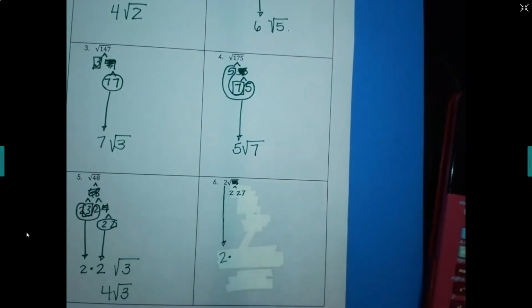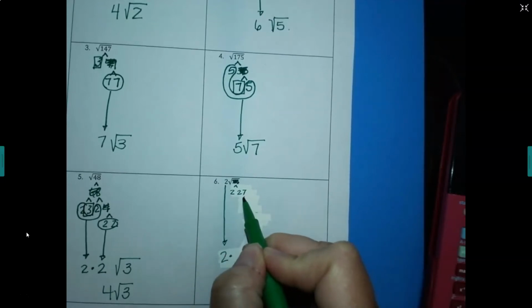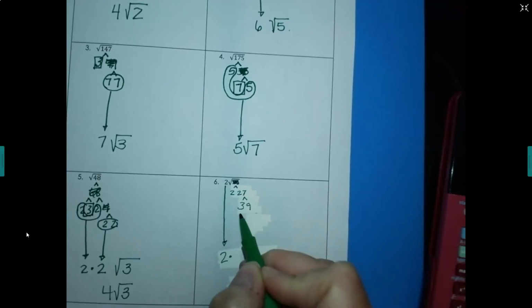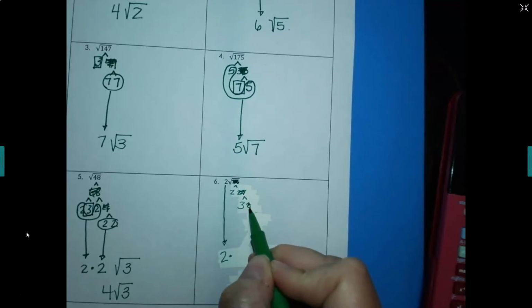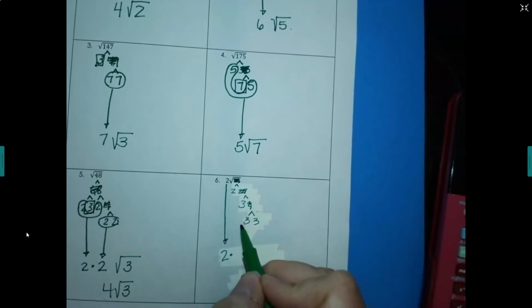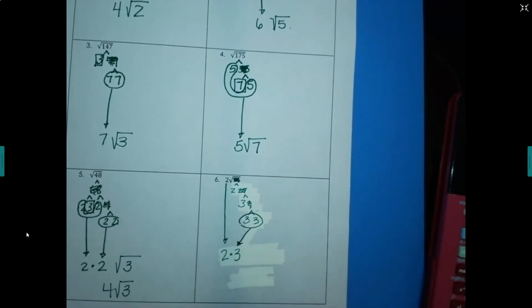I've rewritten 54, so we can't use it anymore. 2 is prime, so we cannot break it down anymore. 27 can be 3 times 9. 3 is prime, so we're not going to break it down anymore, but 9 can be broken down to 3 times 3. Look for your pairs. I have a pair of 3s, so I'm going to bring it over here, 2 times 3.